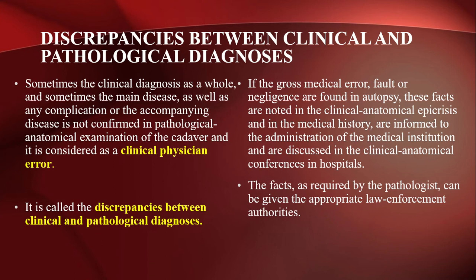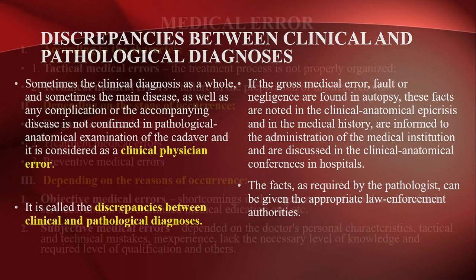If a gross medical error, fault, or negligence is found in autopsy, these facts are noted in the clinical anatomical epicrisis and in the medical history, are reported to the administration of the medical institution, and are discussed in the clinical anatomical conferences in hospitals. The facts, as required by the pathologist, can be given to the appropriate law enforcement authorities.